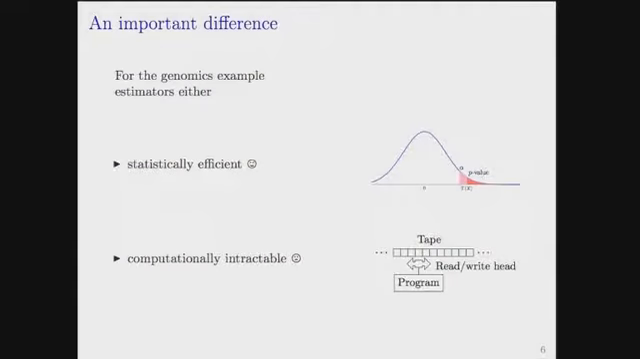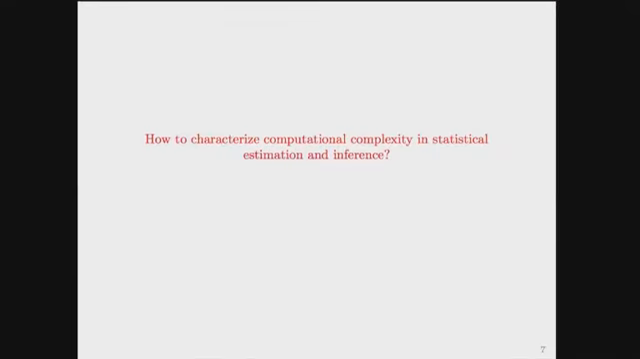For the genomics example, you don't have this scenario. And in many other examples of this kind, what you actually have is that there are either estimators that are statistically very efficient, but we don't know how to compute these quickly, or the other way around, in the sense that you have something that you can actually program on your computer, but it is not as good in statistical performance. So this is really the main question that I would like to think about in this talk: how do we characterize computational complexity in statistical estimation settings?